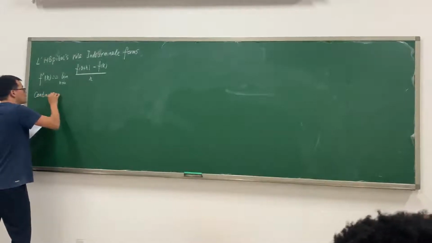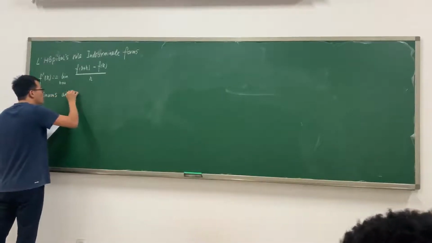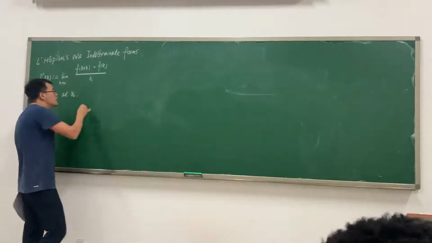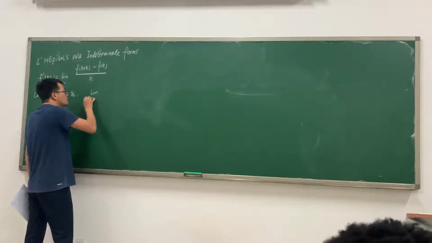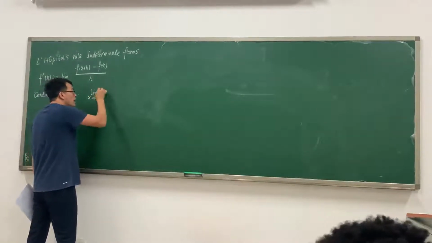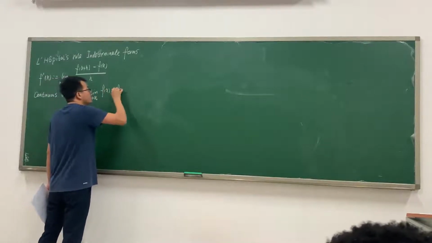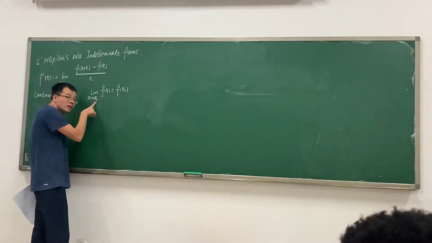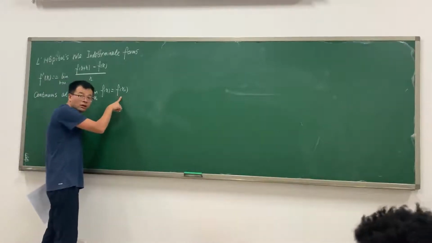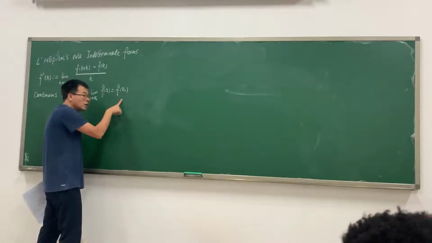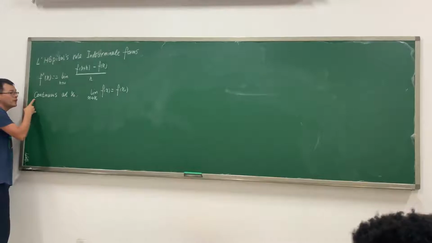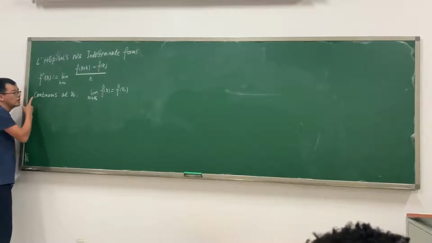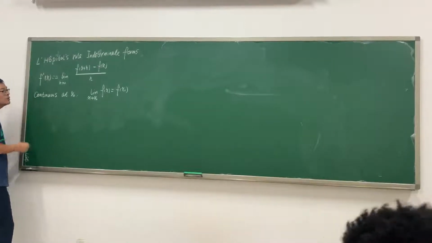Now we have continuity at a point x0. How to define it? The limit as x approaches x0 of f(x) equals f(x0). If we have this limit, then we say that the function f is continuous at x0. This is the definition of continuity.